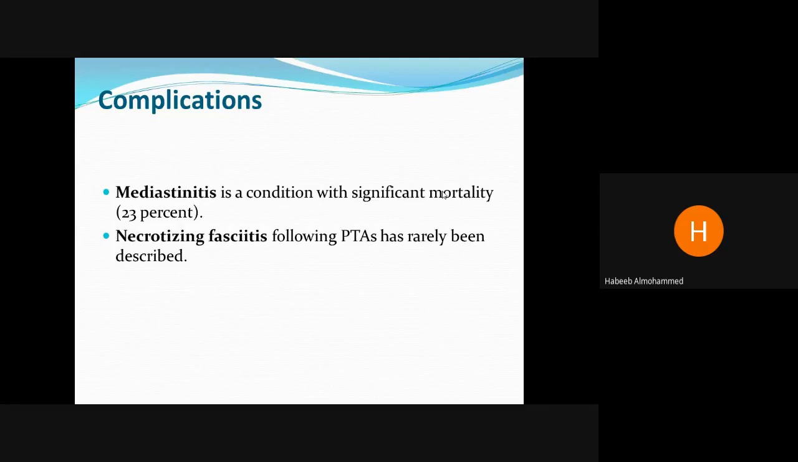Another complication is mediastinitis with significant mortality. This is the tracking of infection. Necrotizing fasciitis, especially in the immunocompromised, when the soft tissue of the chest or the neck gets necrosed, with foul smell and also with great mortality.